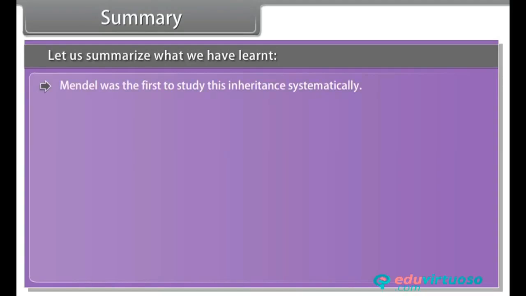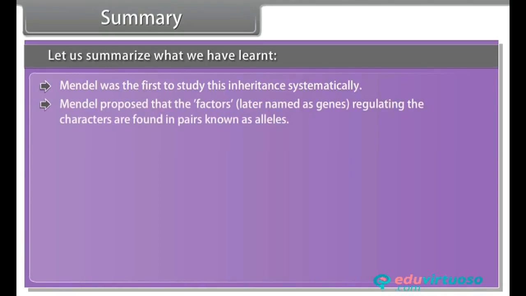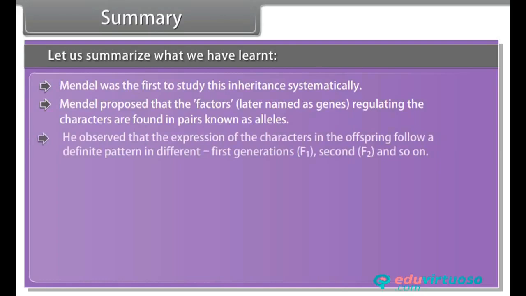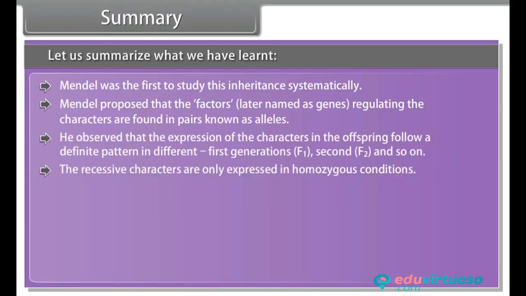Mendel was the first to study this inheritance systematically. Mendel proposed that the factors later named as genes regulating the characters are found in pairs known as alleles. He observed that the expression of the characters in the offspring follow a definite pattern in different generations, first F1, second F2, and so on. The recessive characters are only expressed in homozygous conditions.